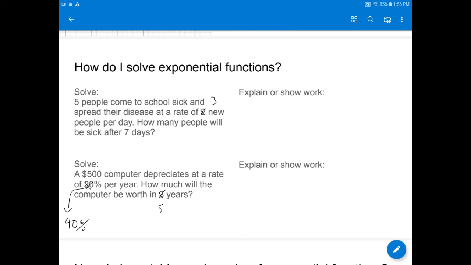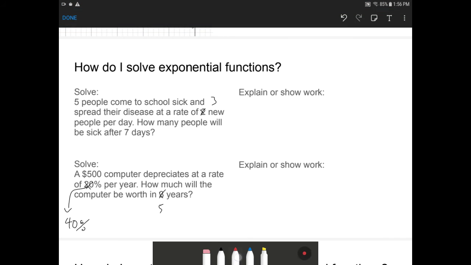So let's start doing some of these. Here we go. So initial value, there's 5 people, and then 3 people get sick every day to the 7. So 5 times 3 to the 7th power. Wow, that's 10,935 people in 7 days.